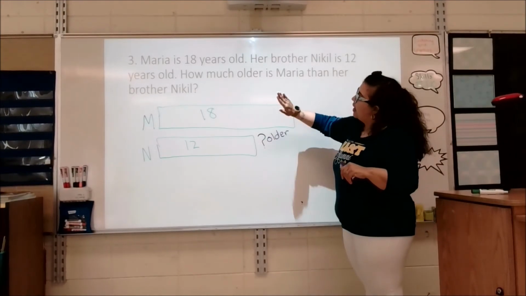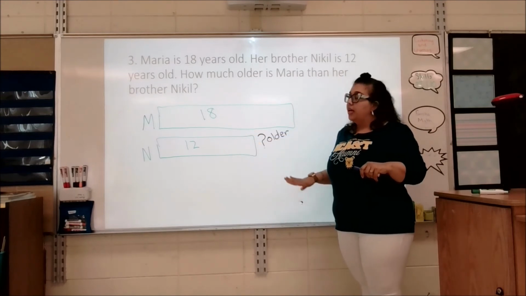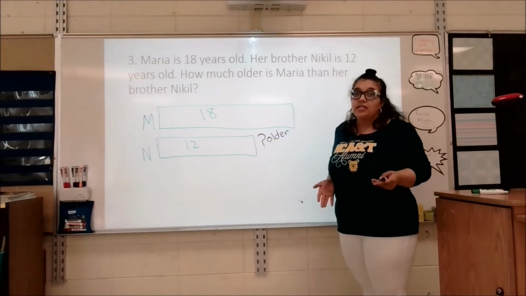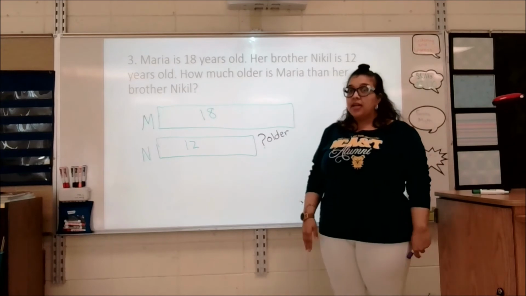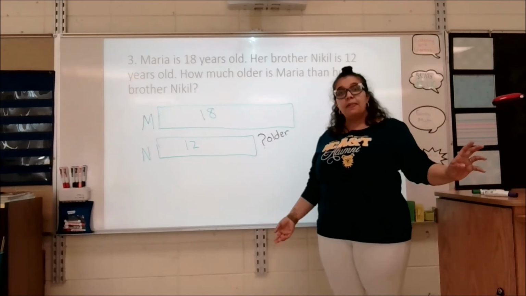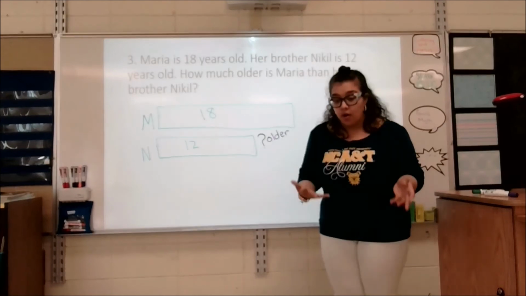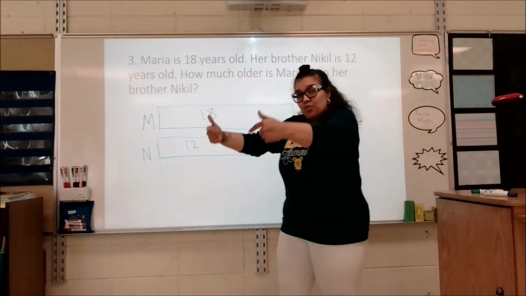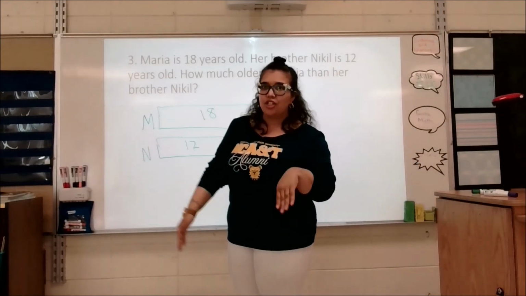So Maria's age minus Nikhil's age equals the difference. It'll literally tell us how old was Maria when Nikhil was born. How old was she when she became a big sister? That's the difference. However old you are when the next one is born, that's the age difference.